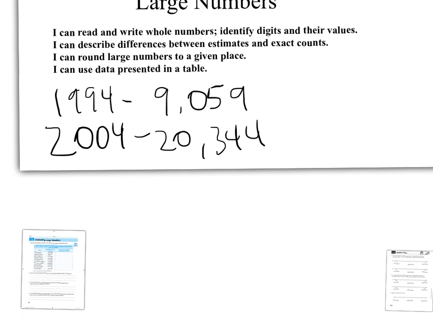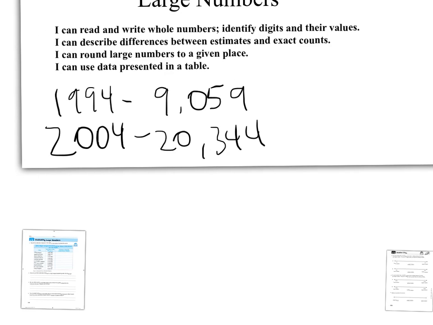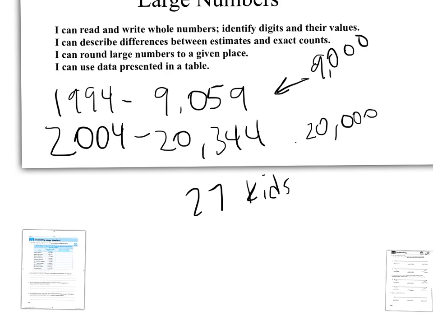If you were to estimate it, you would probably say that there were around 9,000 racers. And then here you would say there are close to 20,000 racers. So that's how you find the difference between estimates and exact counts. As for classrooms, if someone said, I have 27 kids in our class, would that be an exact count or an estimate? Most likely you know how many kids are in the class, so that'd be exact. But if you round it, you'd say I'd estimate about 30 kids in the class. So that's how you find the difference between estimates and exact counts.